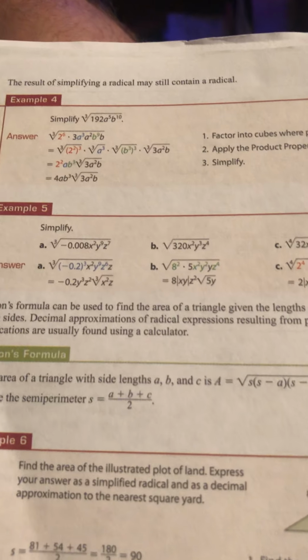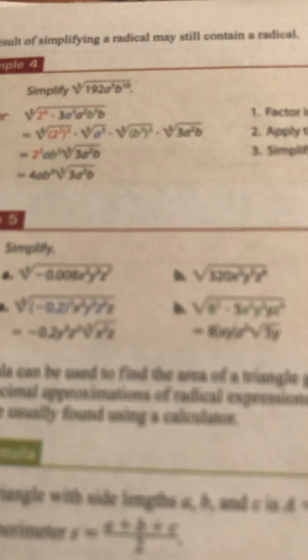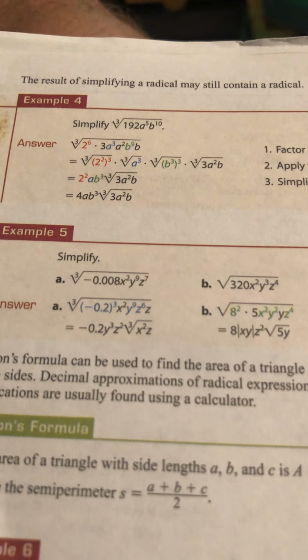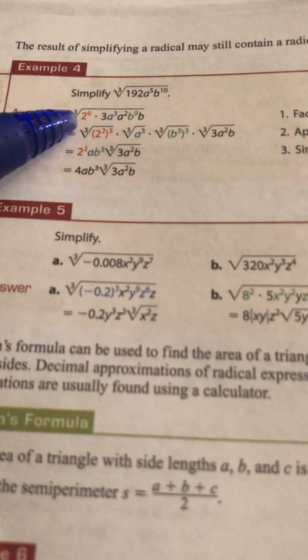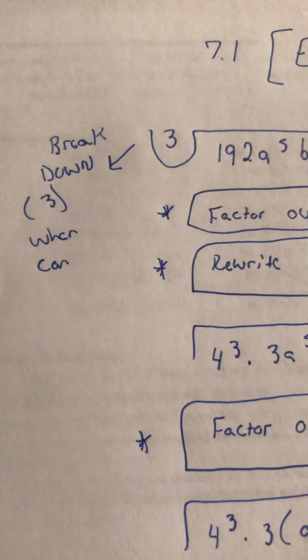I worked this one out step by step because the book isn't very clear, and I think the way I did it will be a little bit easier. It says that we're going to simplify 192a to the 5th, b to the 10th. If you'll notice right here, they showed how they did theirs. They did 2 to the 6th.